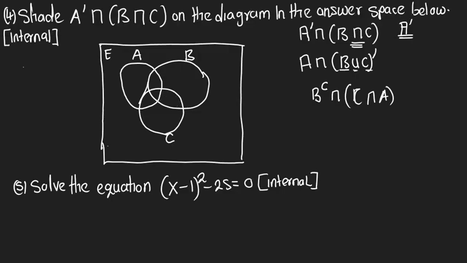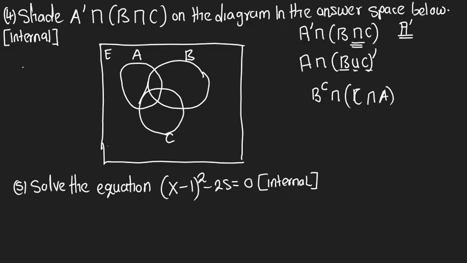Just an example we are giving. So B complement intersection C intersection A. I want you to cover the entire of set B. Just cover it. The entire of set B, all of it. Have you covered it? Have you covered the entire of set B?